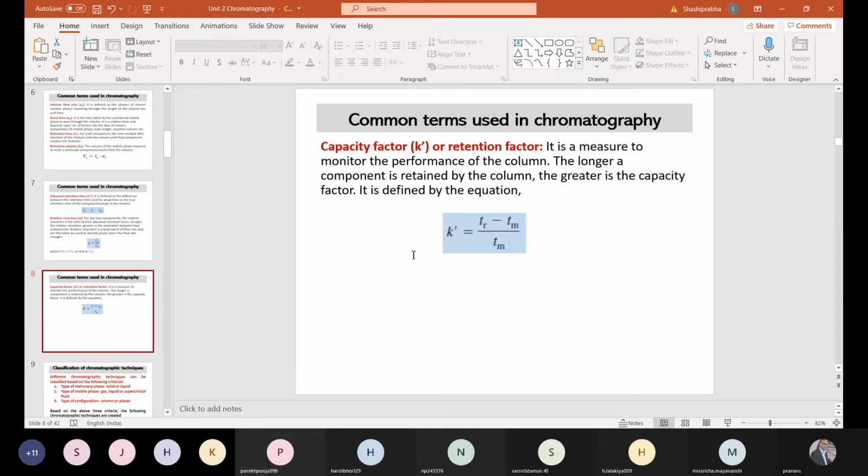आपके पास उसका स्टैंडर्ड होना चाहिए, तभी आप बता पाओगे कि ये पीक इस कंपाउंड का नाम है. अदरवाइज आपको सिर्फ पीक दिखेंगी, आप ये नहीं बता सकते ये पीक का मतलब क्या है, इसमें क्या चीज है. That you cannot do. So it is a relative technique.